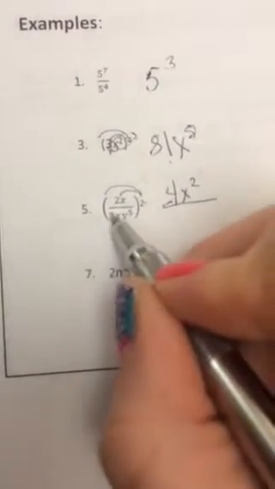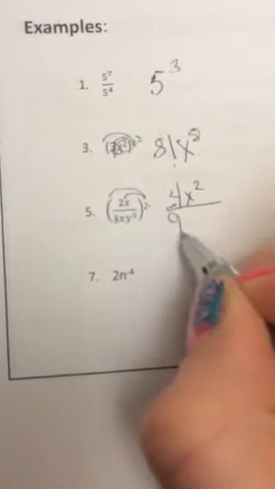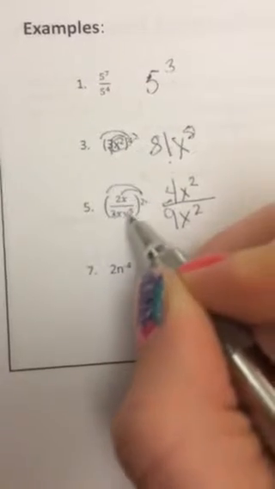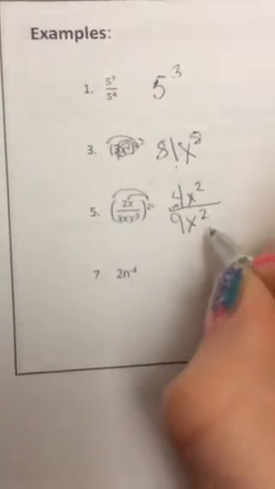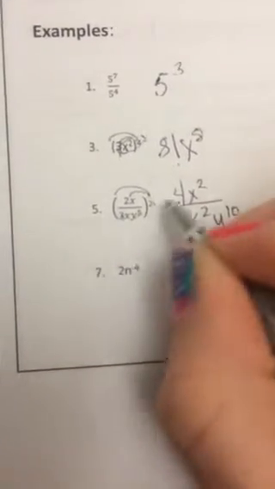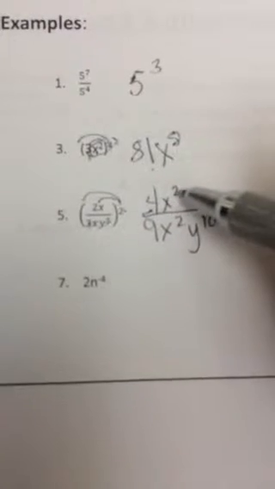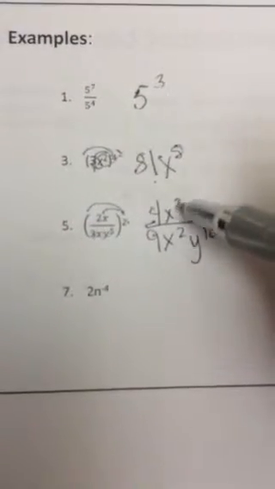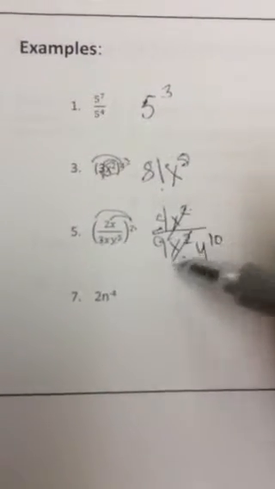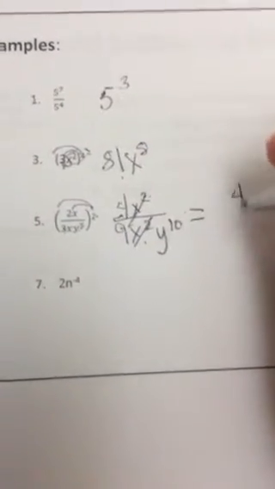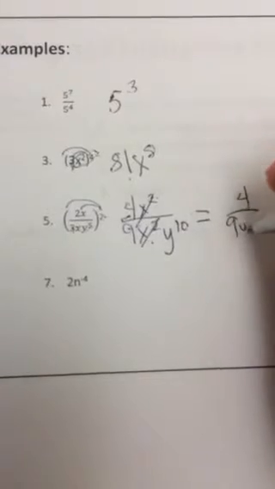And then everything down here is raised to the power of 2. 3 to the power of 2 is 9. X to the power of 2 is, well, x squared. Y to the 5th to the power of 2, it's a power raised to another power. That's going to be y to the 10th. You're going to multiply those exponents together. And then, ooh, almost forgot. Simplify if possible. 4 and 9 can't be reduced, but if I have an x squared on top and an x squared on bottom, boop, boop, they cancel out. Right? 4 over 9y to the 10th.